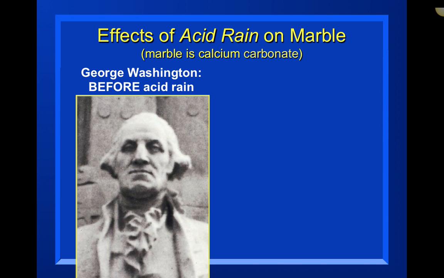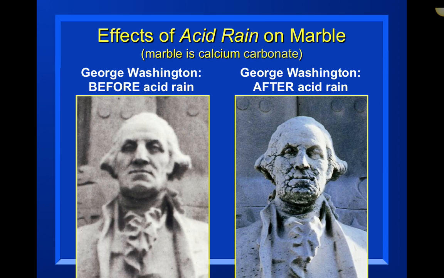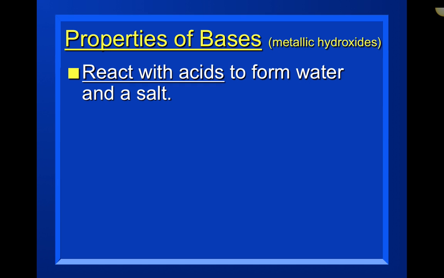This is a nice little picture. This is a statue of George Washington years ago in the United States. After the Industrial Revolution, we have quite a bit of pollutants in the air. Non-metallic oxides combine with water and make acid rain. And you could see that the acid is reacting with the calcium carbonate.